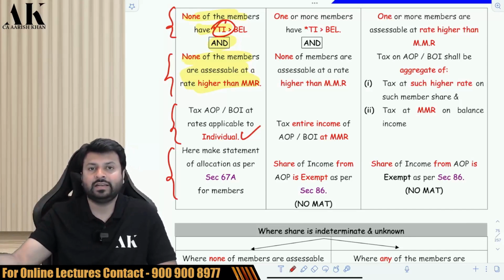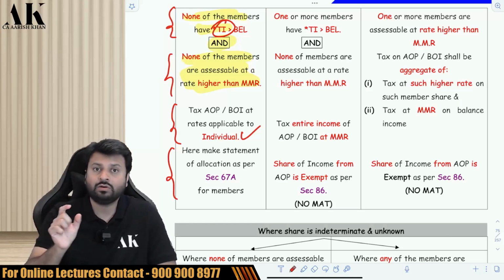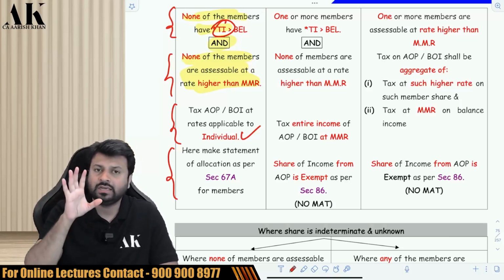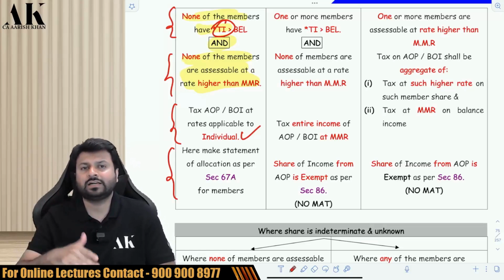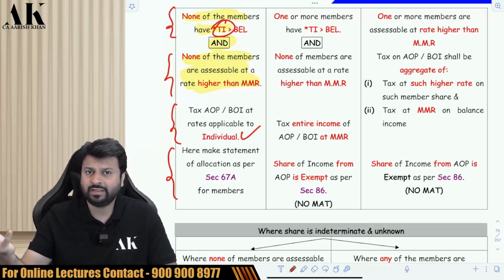You will be getting the relief under section 86 like this. How? First of all, compute tax, multiply by the share of income from the AOP in the numerator, divided by total income from AOP, divided by total income of the member, and that will be considered as relief. Then, if your income is less than 5 lakh rupees, you can also take the relief under 87 if you are eligible for that.